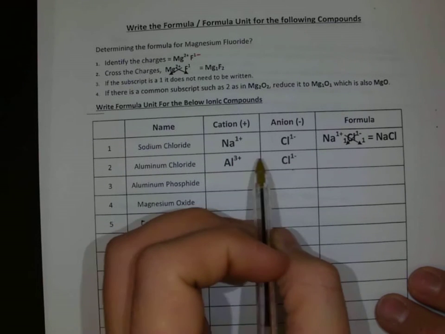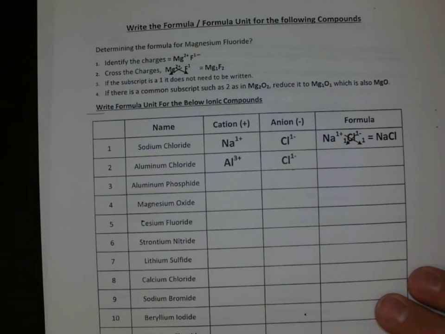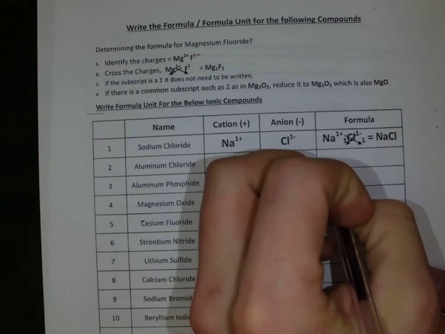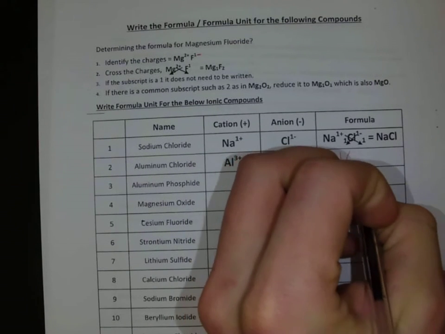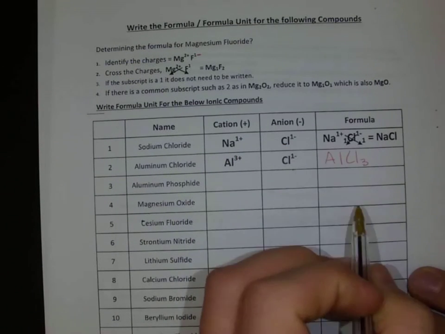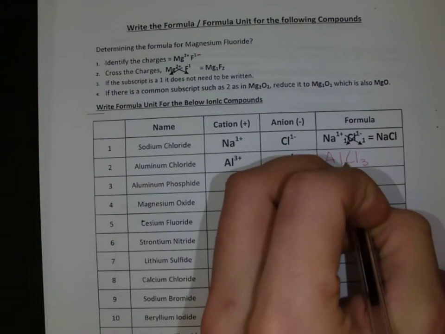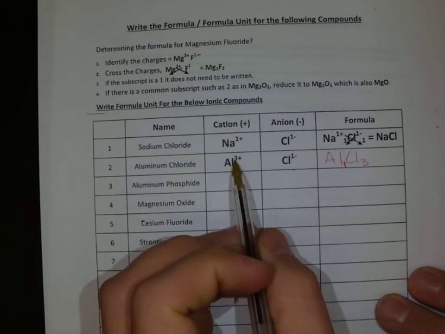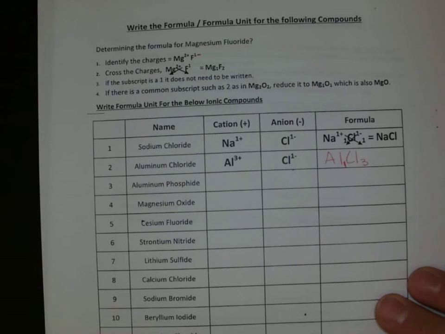I need to take the numbers and cross and bring them down. So my formula is going to be AlCl3. I take the 1 from chlorine and I write the 1 below, and then the 3 from aluminum and I write 3 over here.